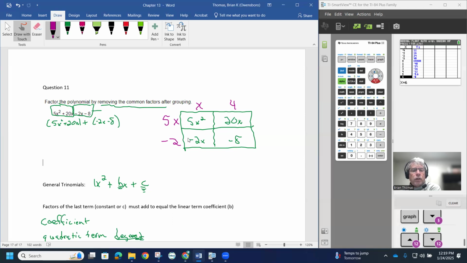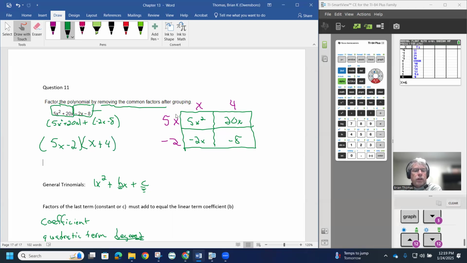Now notice we've already done this part. X times negative 2 does give me negative 2x. 4 times negative 2 does give me a negative 8. So we've actually completed the whole process once these edges are complete. So this tells me I can set up two sets of parentheses, where 5x minus 2 will be the first factor and x plus 4 will be the second factor.